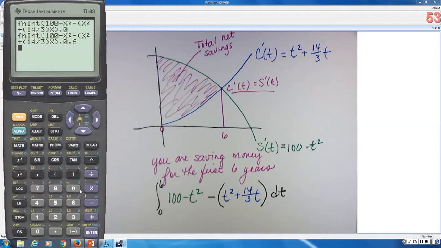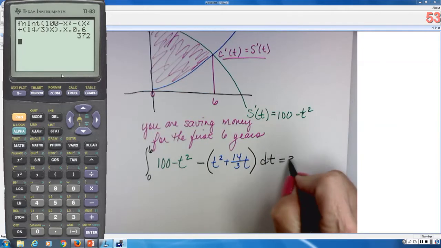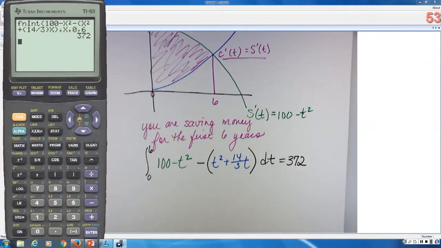Oh, now you're mad about parentheses again. Let's see. 2, 3, 1, 2. You should have worked. Oh, I left out the X, I see. Never mind. Operator error. Okay, so it's 372.